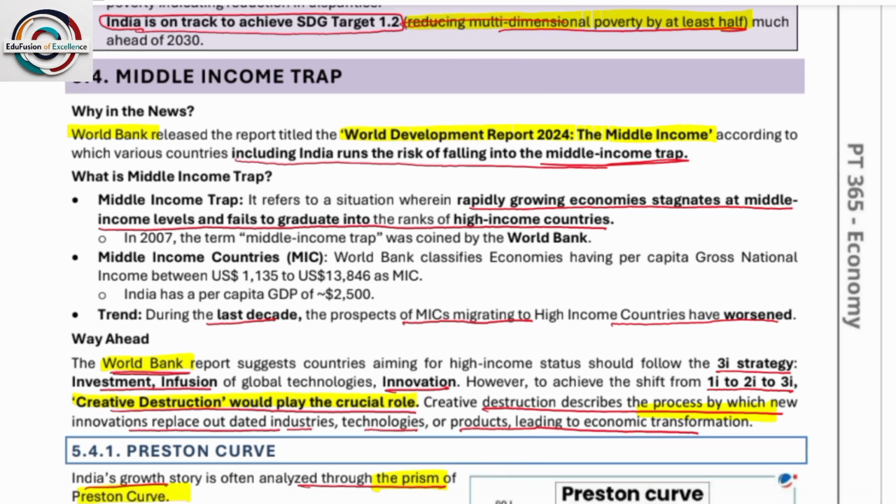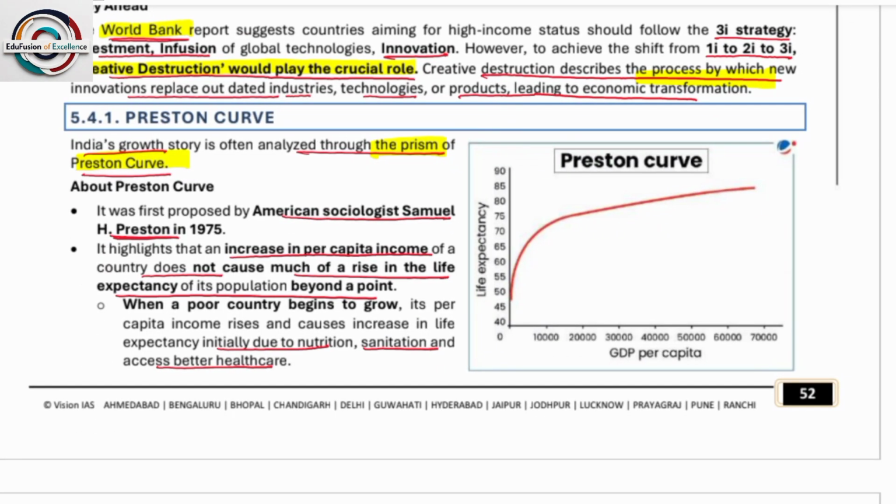Next, what is the Preston curve? The Preston curve highlights that an increase in per capita income of a country does not cause a massive rise in the life expectancy of its population beyond a point. However much GDP increases, at some point life expectancy does not increase further. So what is the Preston curve? It describes the relation between GDP and life expectancy.